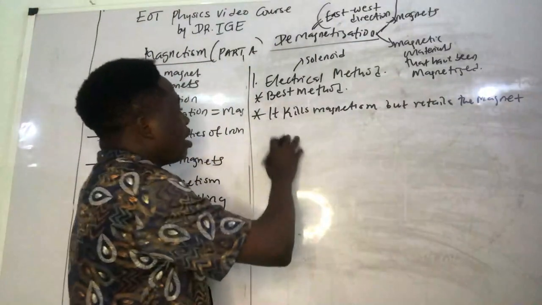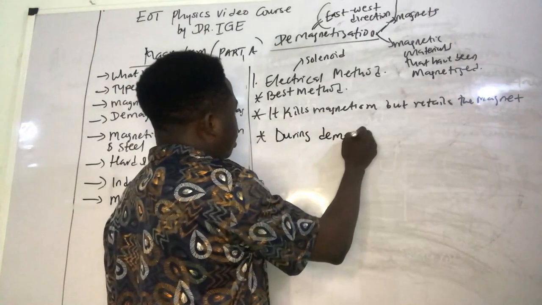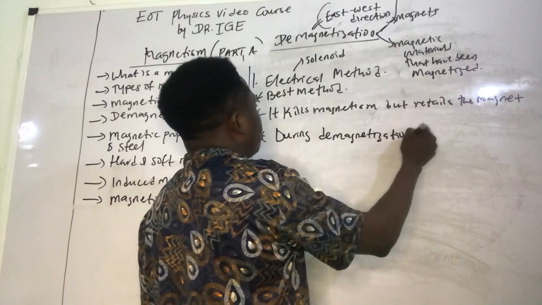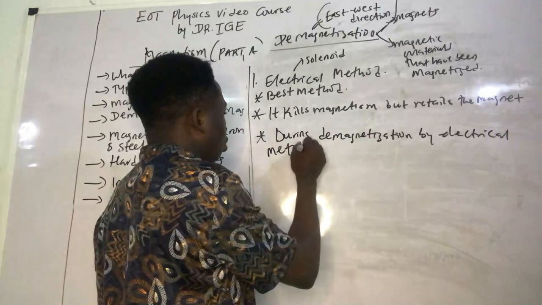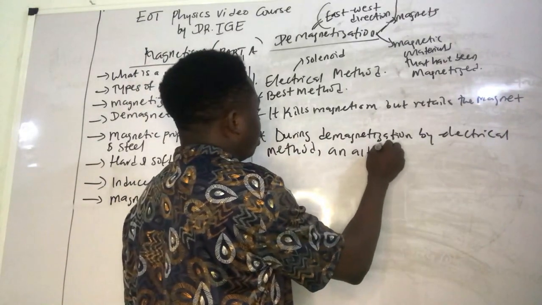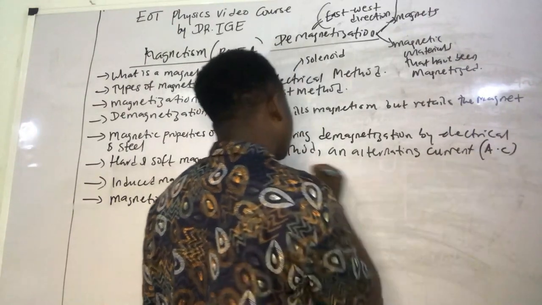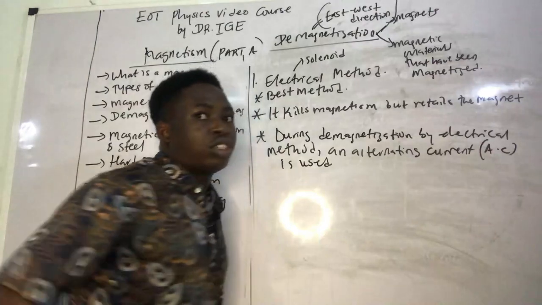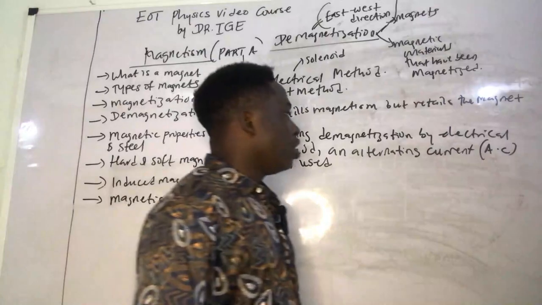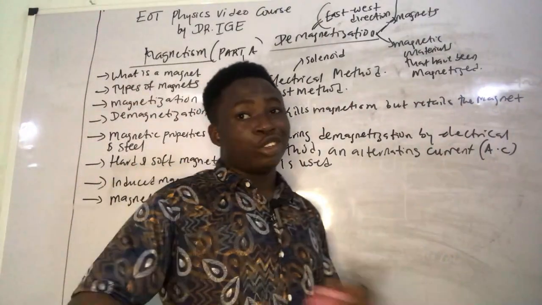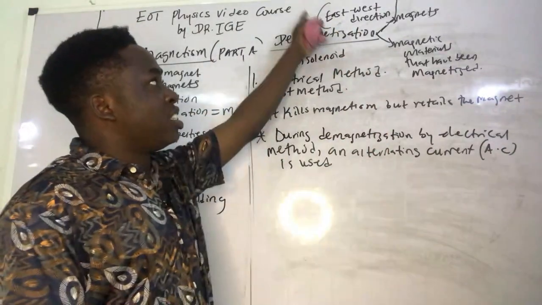Okay, so that's it. And please take note, during demagnetization by the electrical method, an alternating current, which is AC, is used. But for magnetization, you use DC and you orient it in the north-south direction. But for demagnetization, you use AC and you orient it in the east-west direction.